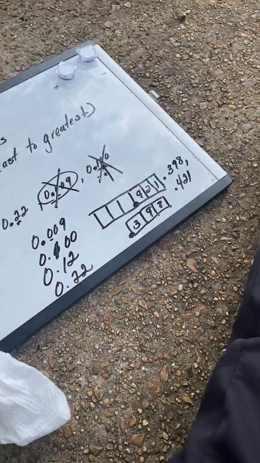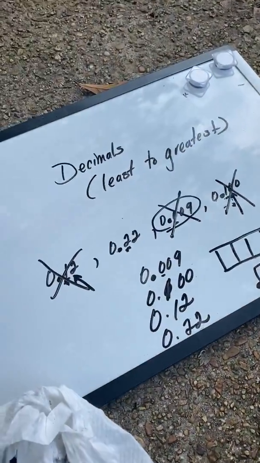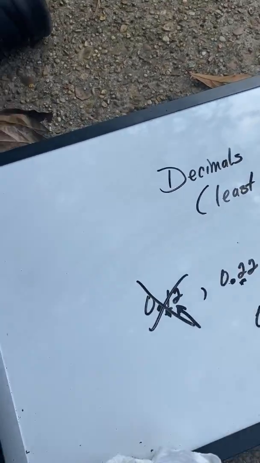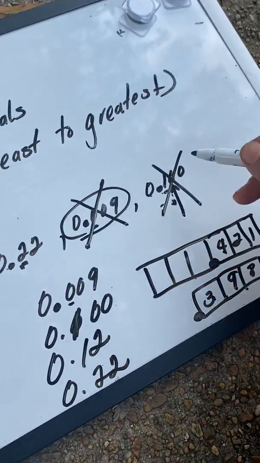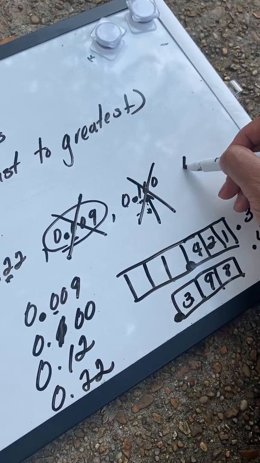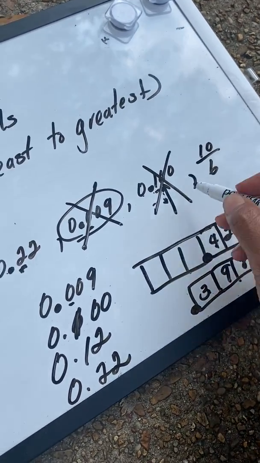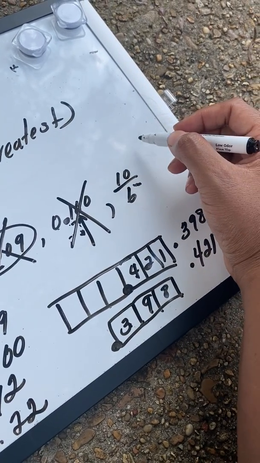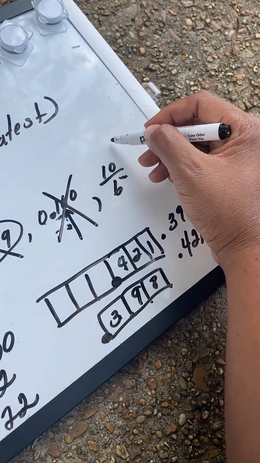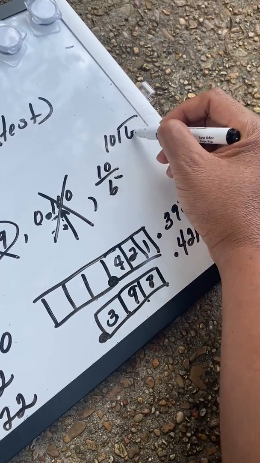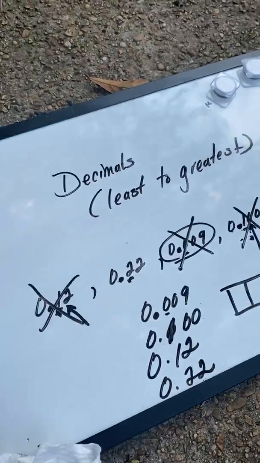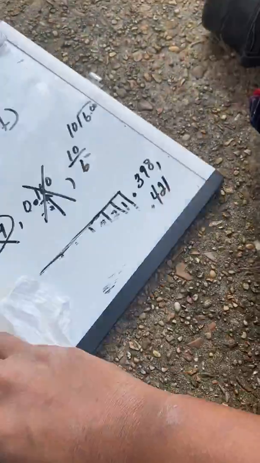So that's just another little example. That's decimals from least to greatest. What if you were thrown a fraction in here? What if you were thrown 10 over 6? You would have to turn this into a decimal. That would mean that you would divide 10 into 6, and you'll go from there.